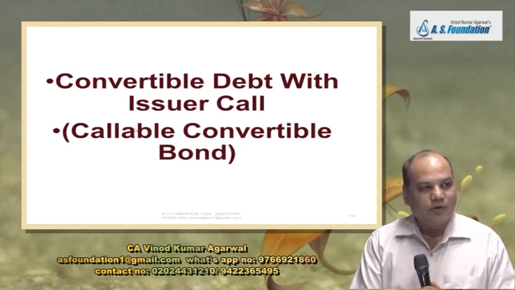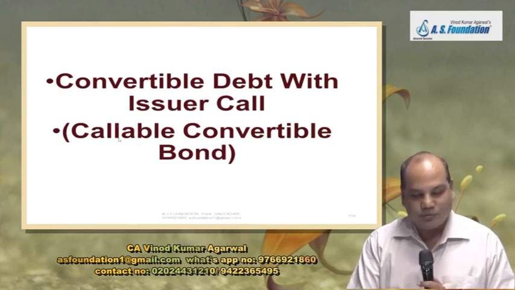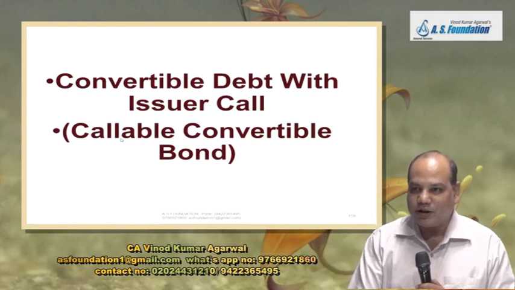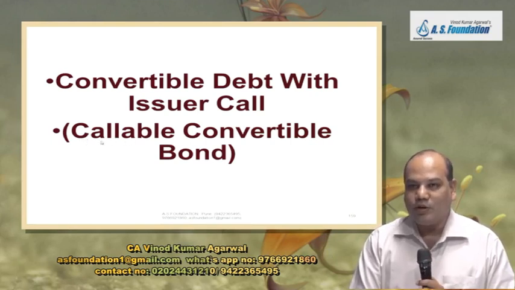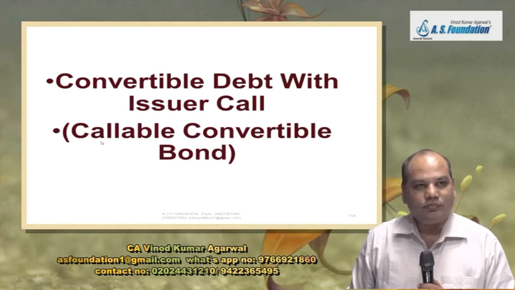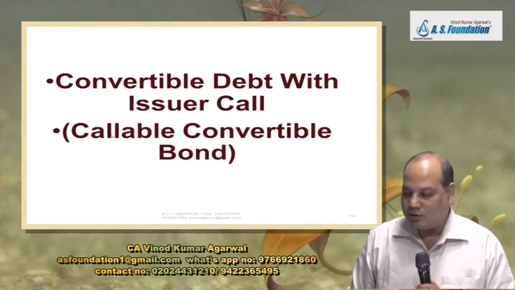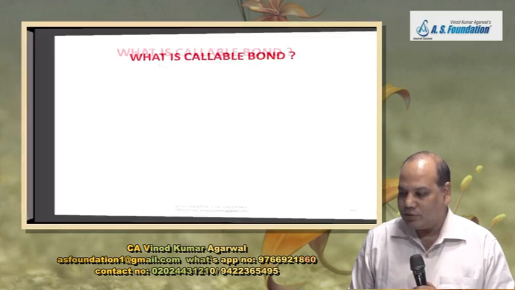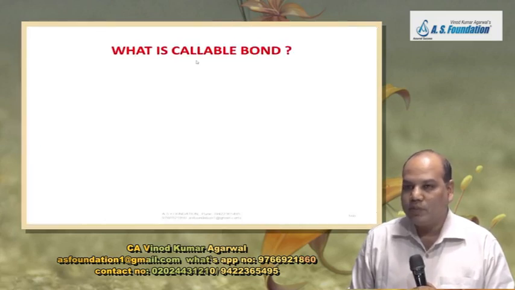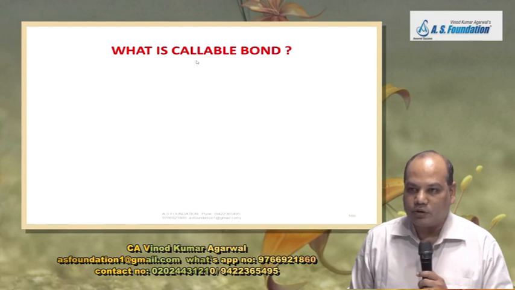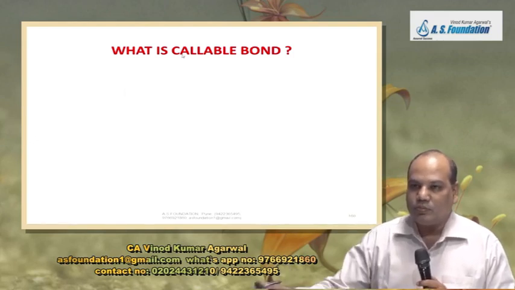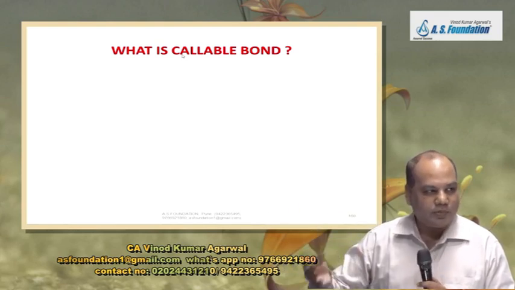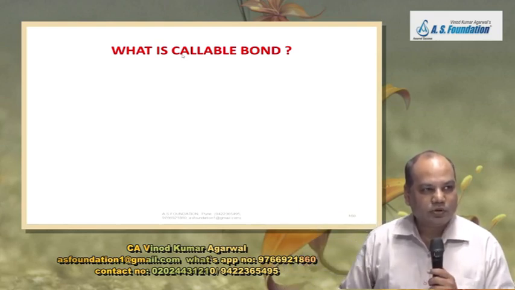Now one more feature will be embedded in this bond. Embedded means it will be added to this instrument. That is called call option. What is a callable bond? The callable bond is a bond which can be called back by the company before the maturity. Means a company can buy back this bond. Call back means buy back this bond before the maturity.